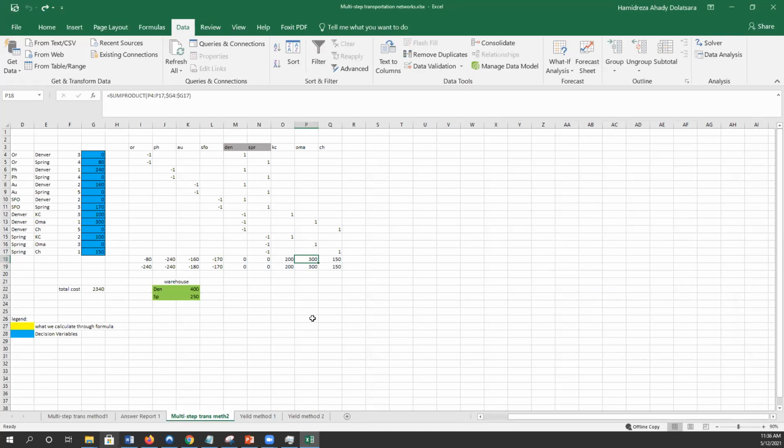Also look at the warehouse capacities. If you look at the formulas here, it just means how many it sends from Denver and how many it sends from Springfield. Both are less than or equal to 400. I'm not sending more products than what is limited in terms of capacity. Any questions?